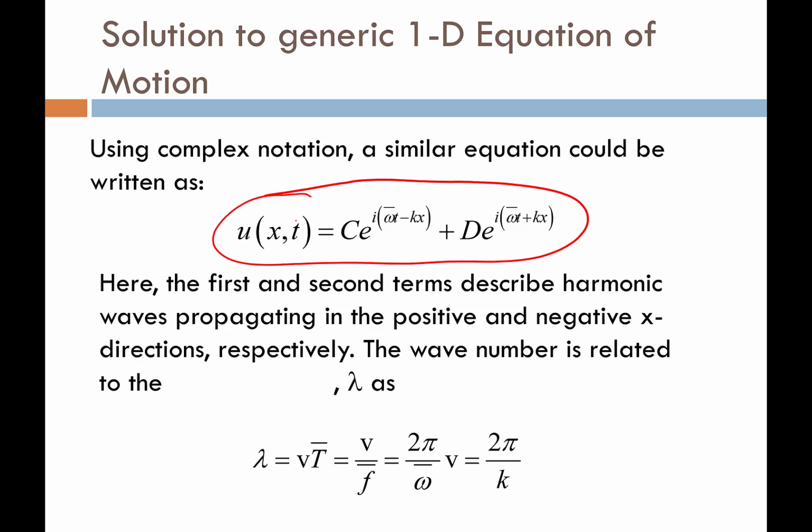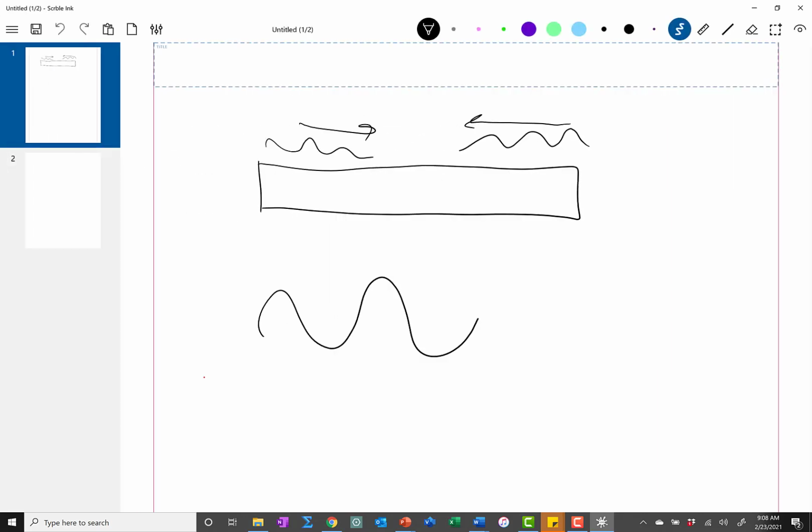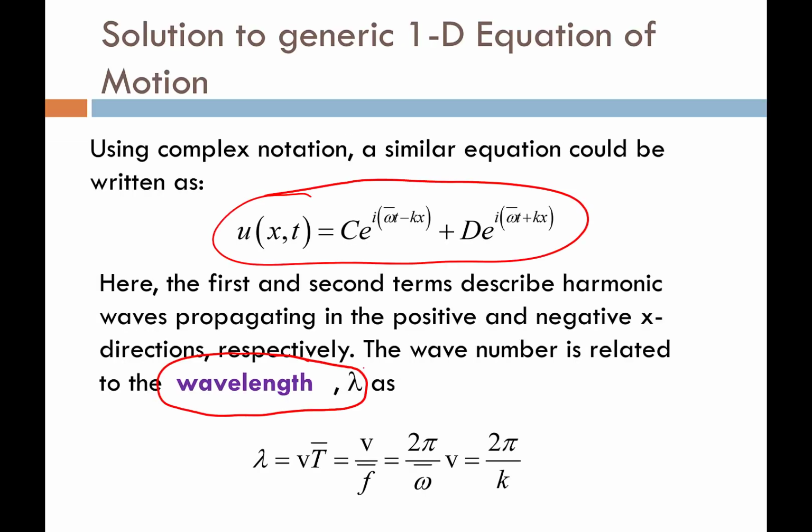And so when we add these two waves, each moving in the positive and negative x directions respectively, we end up with our total displacement. And then the wave number is related to a term that you're probably familiar with, wavelength. And so this is just the physical distance. If I have waves traveling along this rod, that wavelength is just the physical distance from peak to peak or from trough to trough.